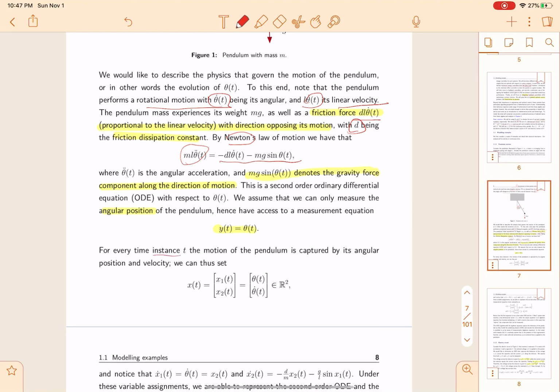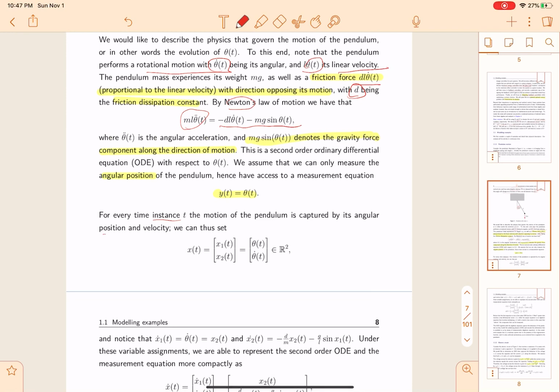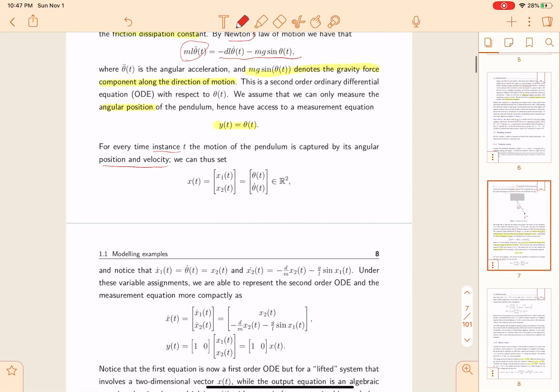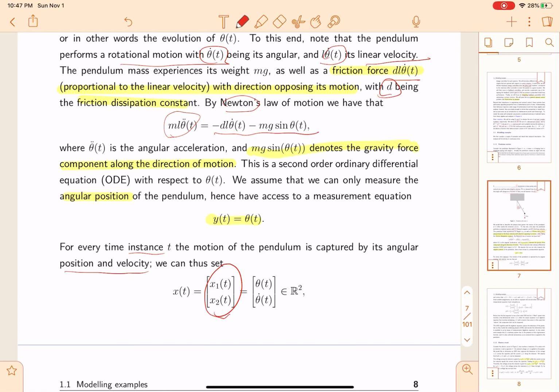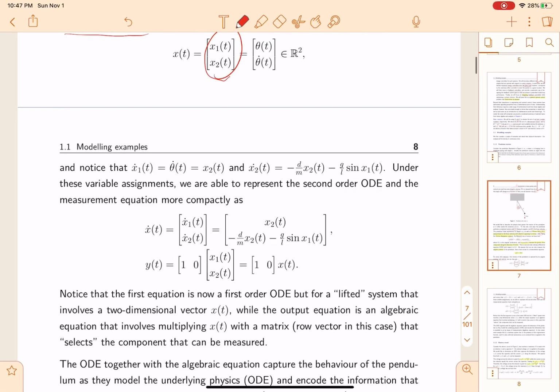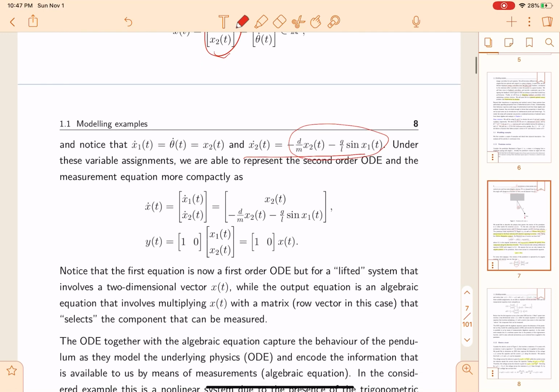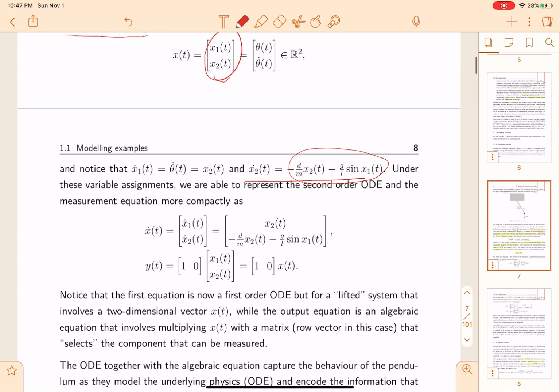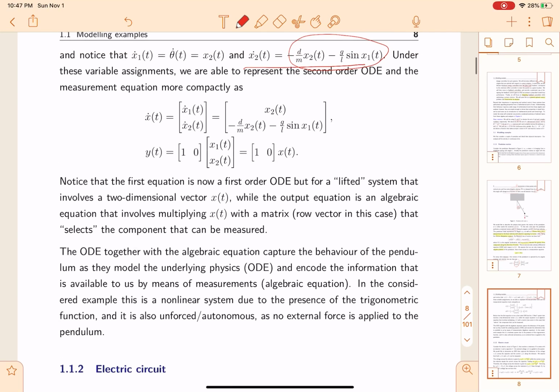For every time instance, the motion is captured by its angular position and the velocity, which is theta and theta dot. So we set them to become x1 and x2. Remember this, we will always use this later. And notice x1 dot, which is theta dot, equals x2. And we write out its expression, x2 dot equals this expression. And then our measurement equation will compact like this. So basically sub in the values and we will get our y.